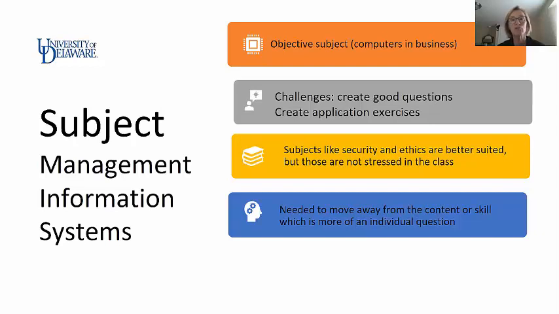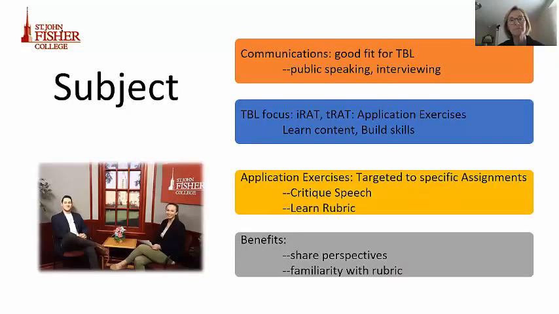And there are other subject matters, though, where writing application exercises might be a little bit easier. Lauren? So obviously, communications is a really good fit for TBL because there are things that everybody agrees on, but there's a lot of room for discretion in the execution of public speaking and interviewing as examples of 2 classes I teach. So the TBL focus can be the IRAT and the TRAT, and we can do that very traditionally with questions from the textbook, from other readings, from class time, but also the application exercises can be used to help the students not only learn the content, but also to build their own skills.